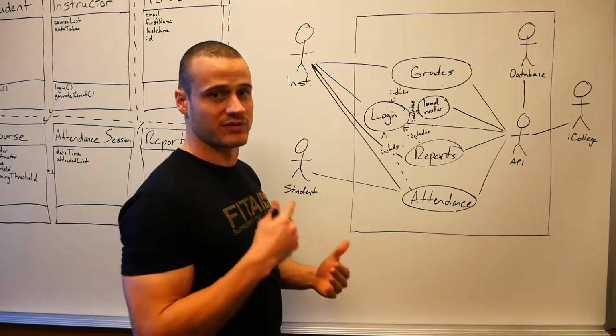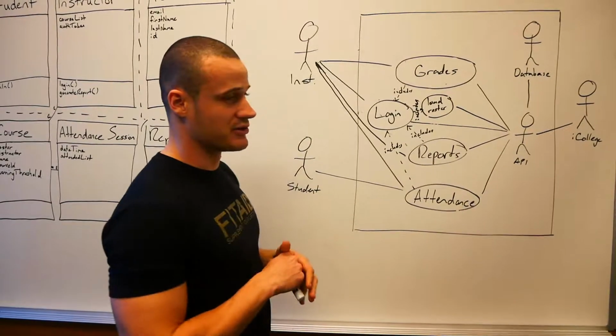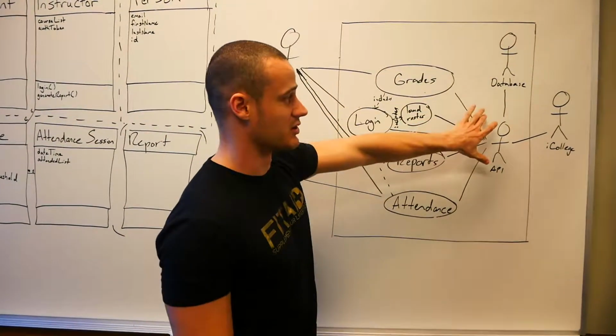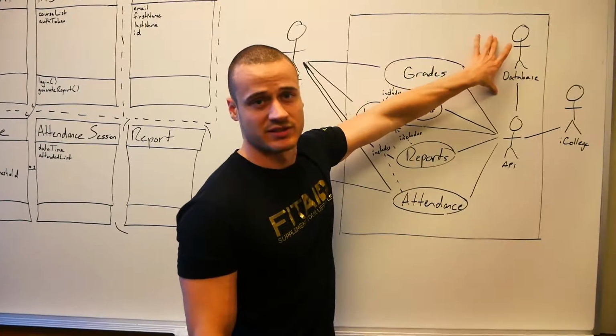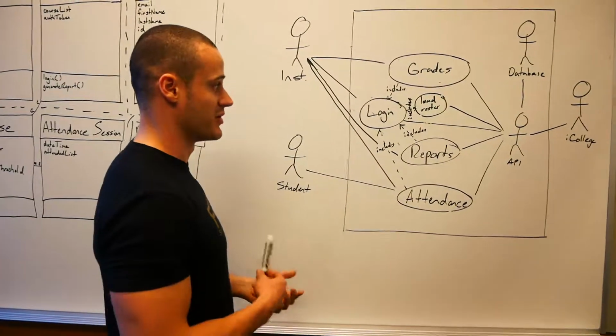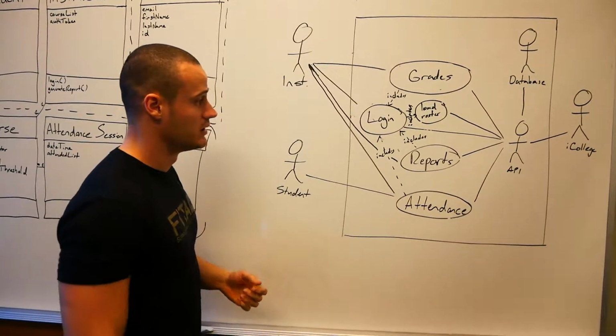So we have an automated way of sending attendance grades to iCollege. That can be done at the professor's leisure, at which point it's going to query the API, go to the database, get the grade, and send it to iCollege. It'll send a prompt back to the instructor to let them know that it was good to go.